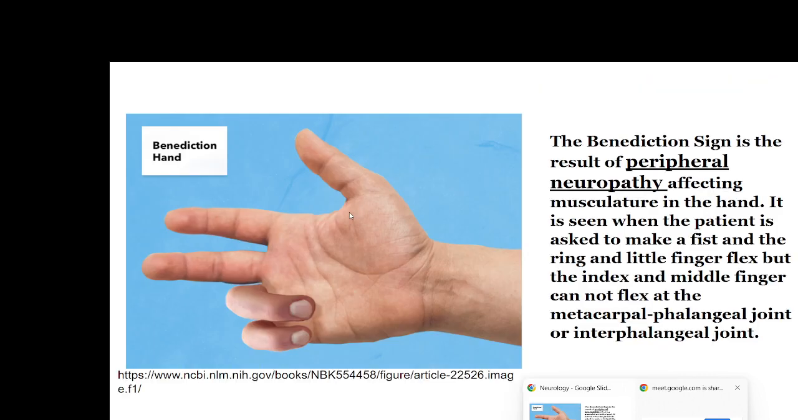Then benediction hand is another sign. Benediction hand sign is usually a sign of peripheral neuropathy affecting the muscles in the hand. When you ask the patient to close the fist, the ring and little finger flex, but the index and middle finger cannot flex at the metacarpophalangeal or interphalangeal joints. These two fingers cannot flex in that condition. That's a sign of a peripheral neuropathy affecting the hand, particularly nerve injuries.